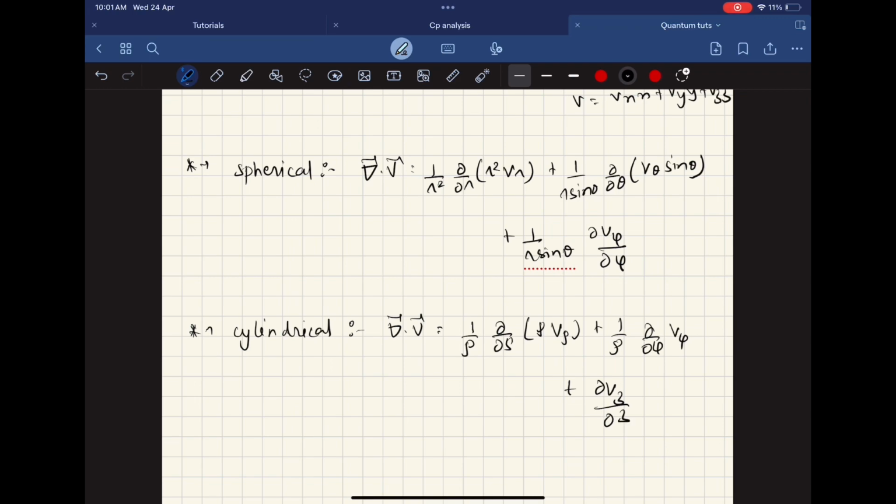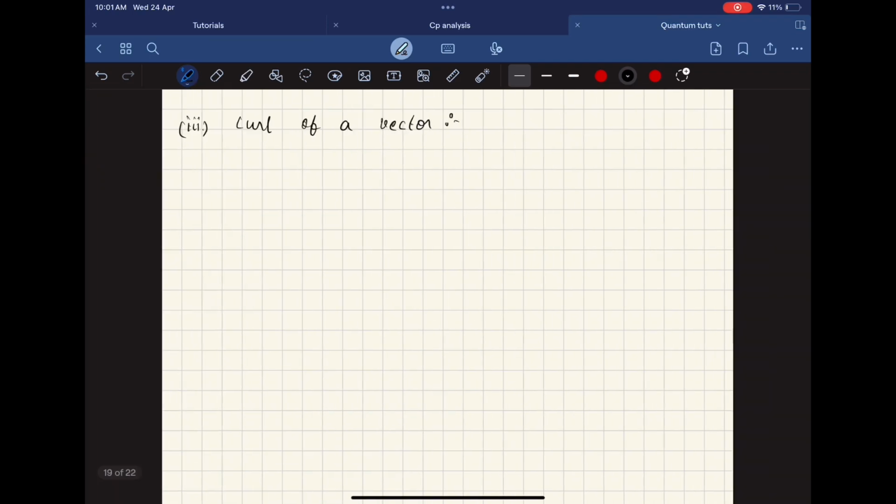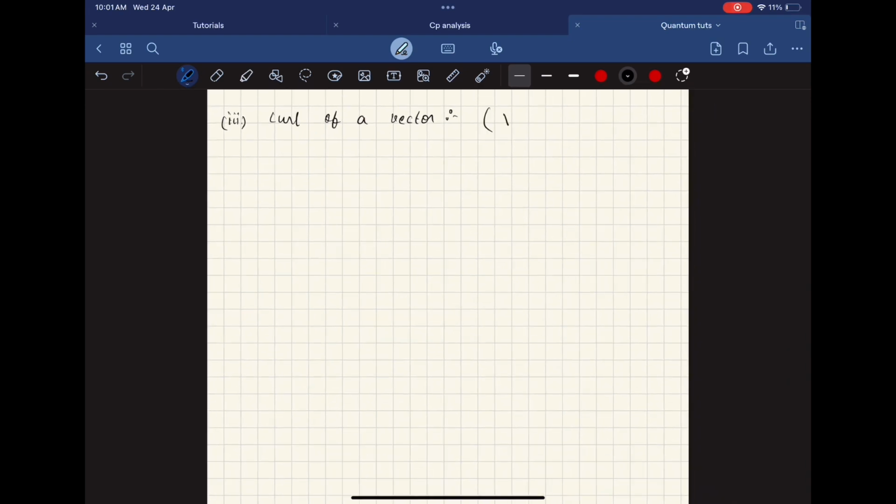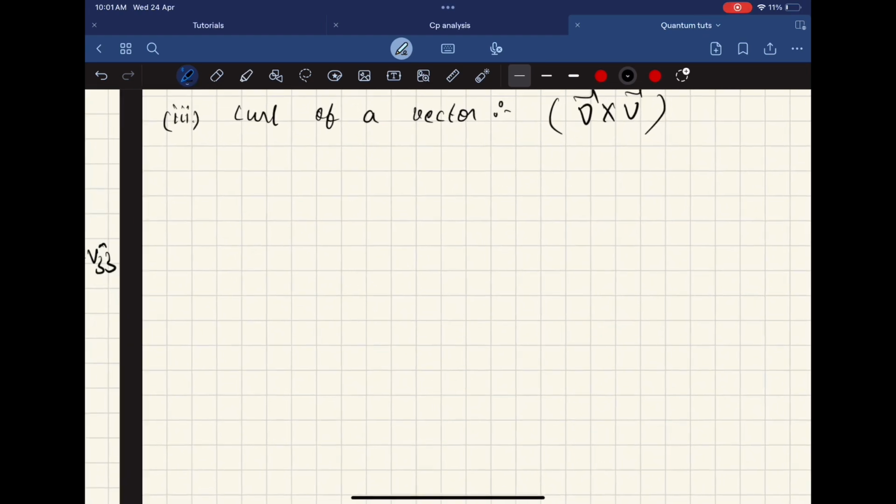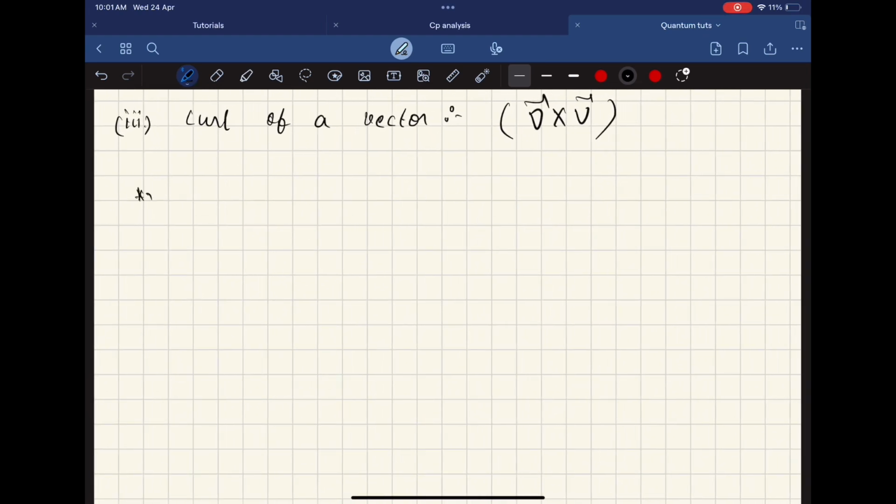Now let's move to the curl of a vector. Curl of a vector is defined as del cross v. So in Cartesian coordinates, we calculate it like this: we write x cap, y cap and z cap, del by del x, del by del y, del by del z. Here we write vx, vy and vz.